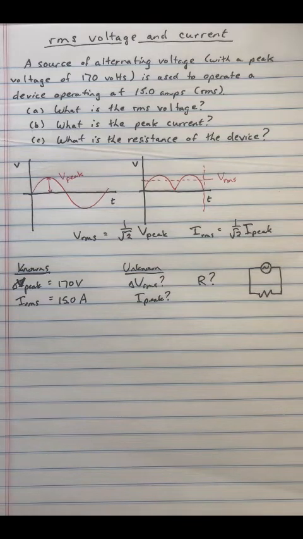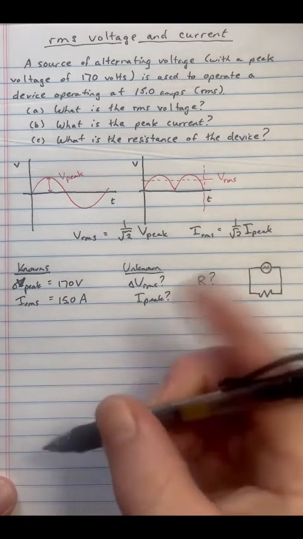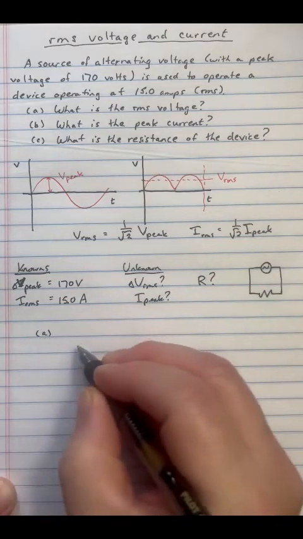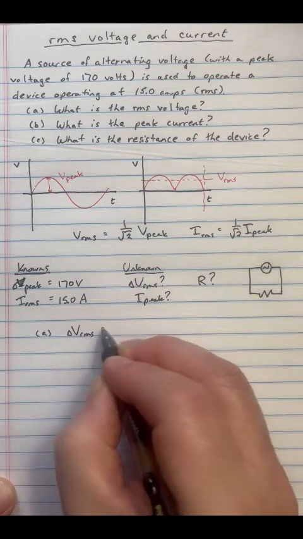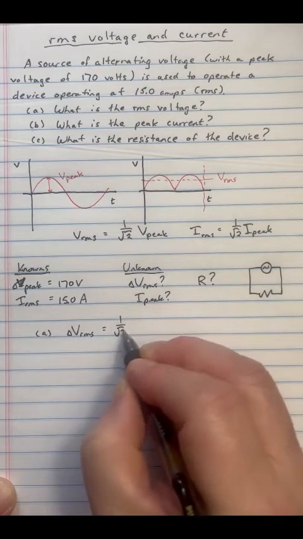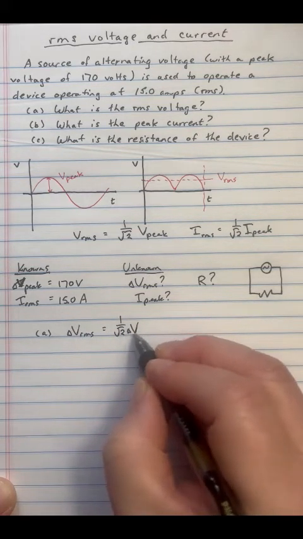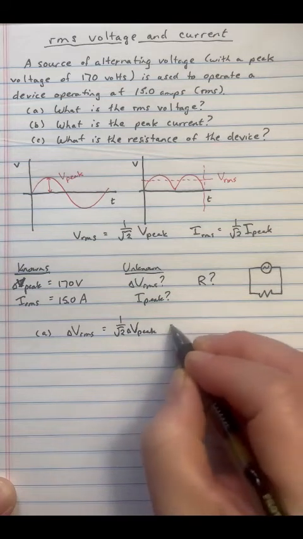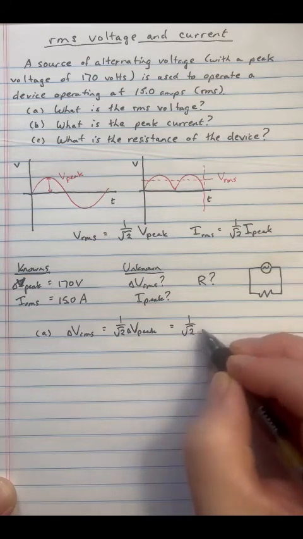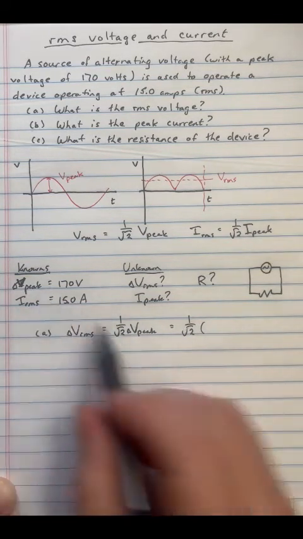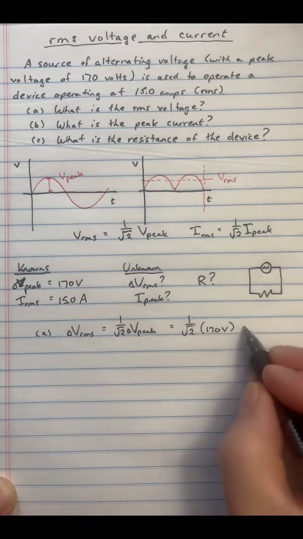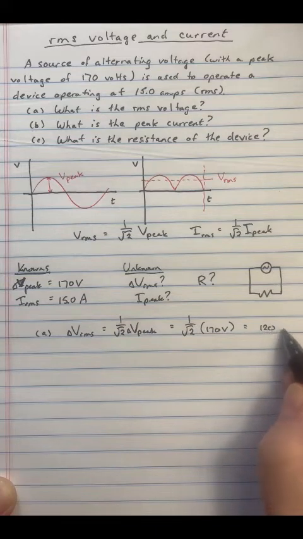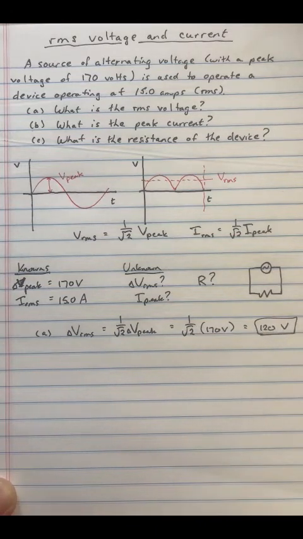So the calculations are the easiest part of this problem. Most of it's sort of preliminary discussion. So how do we get RMS voltage if we're given a peak voltage? RMS is equal to 1 over square root of 2 times peak voltage, like this. So 1 over square root of 2, and our number was 170 volts, like that. If you do the calculation, I round off a little bit, 120 volts.